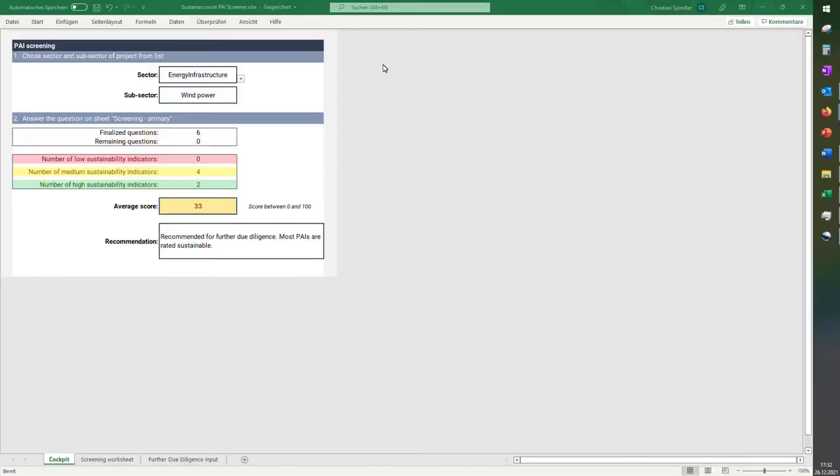The Sustainaccount PAI Screener consists of a cockpit, screening sheet, and a sheet for further inputs for the later due diligence. First of all, the sector and subsector of the new investment target are selected in the cockpit. For example, wind power projects, solar projects, storage power plants, and run-of-river power plants are currently available in the energy infrastructure sector. In addition to energy infrastructure, projects in the sectors of transport, circular economy, and digital infrastructure can be currently selected.